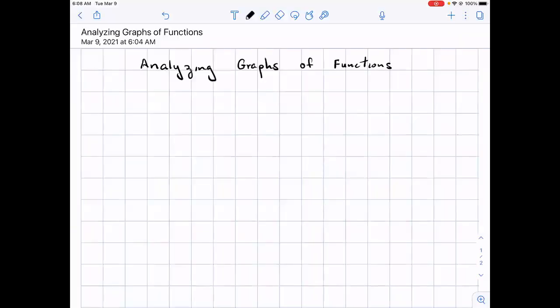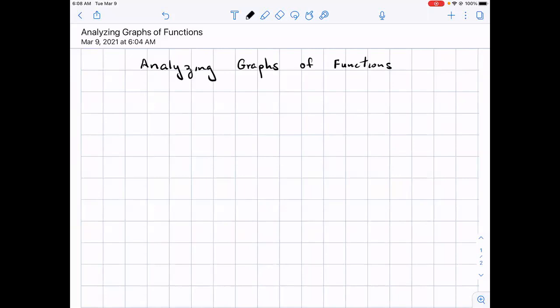Hello, in this video, we'll talk about analyzing graphs and functions. In one of my prior videos, we've studied functions from an algebraic point of view. In this video, we'll be studying functions from the graphical perspective.